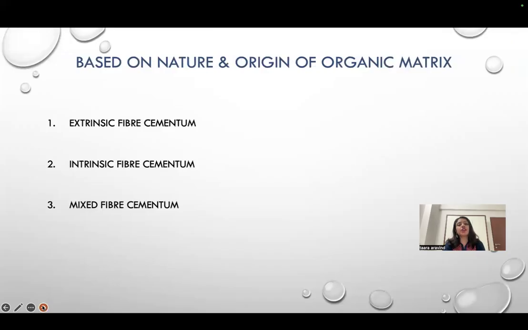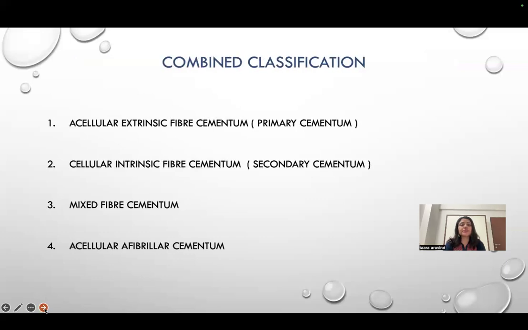And based on the nature and origin of the organic matrix: extrinsic fiber cementum, intrinsic fiber cementum, and mixed fiber cementum. And the combined classification includes acellular extrinsic fiber cementum, also known as the primary cementum; cellular intrinsic fiber cementum, also known as the secondary cementum; mixed fiber cementum; and acellular afibrillar cementum.